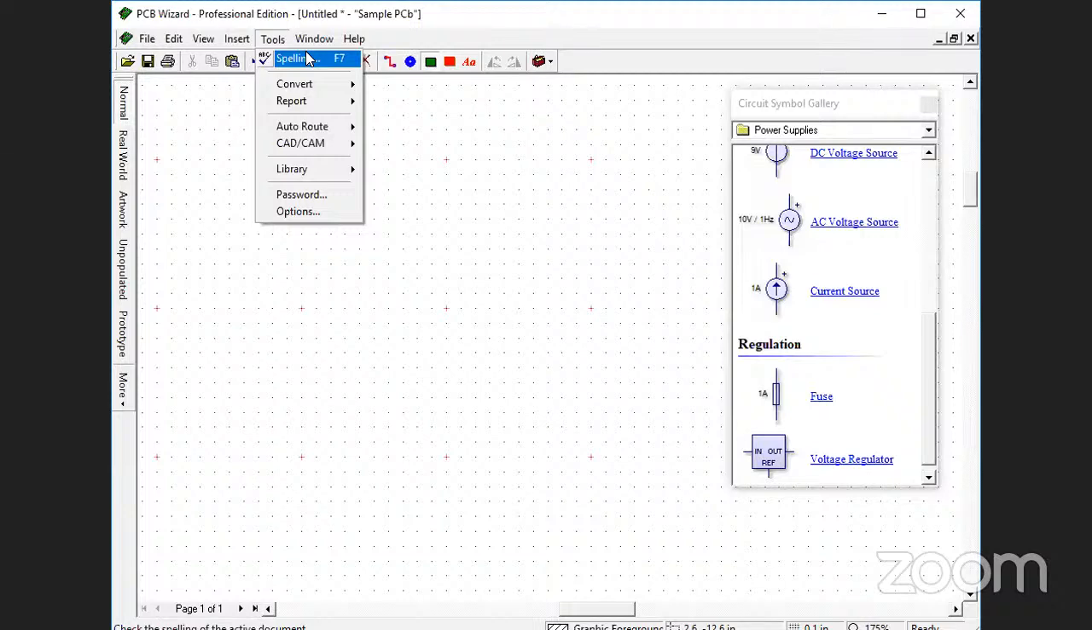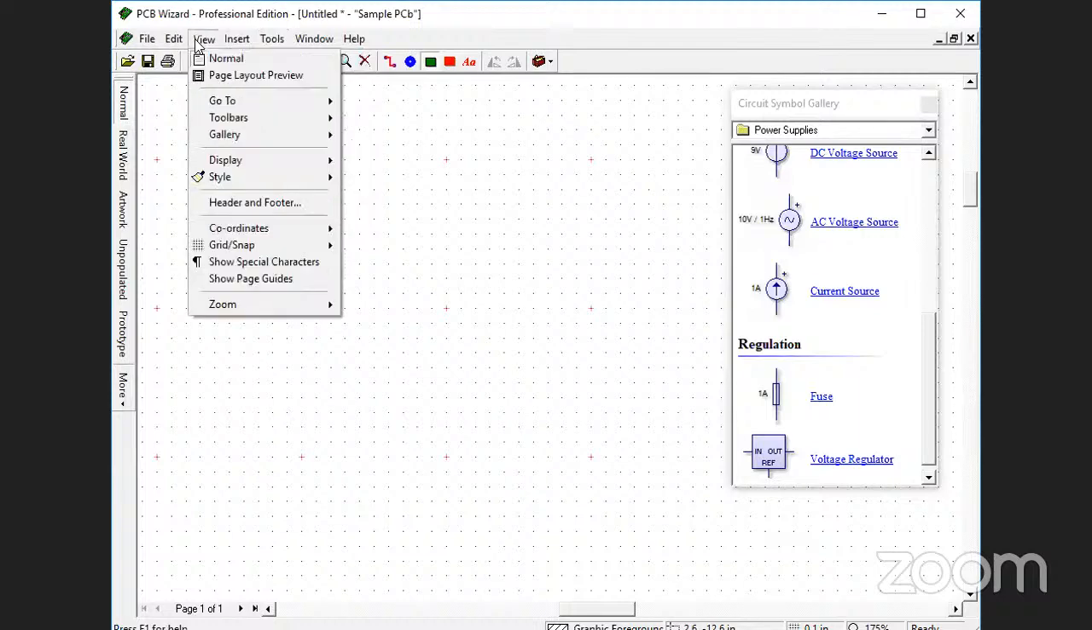I'm just giving you a brief about each and every menu now, so that when I work, you will have an idea about what I am doing exactly. Don't you worry. We have seen the file, edit, and view menus. Now we'll go ahead with the next menu. The gallery, you can access either from here, this briefcase, or from the gallery itself. So the gallery has the circuit symbols and PCB components.